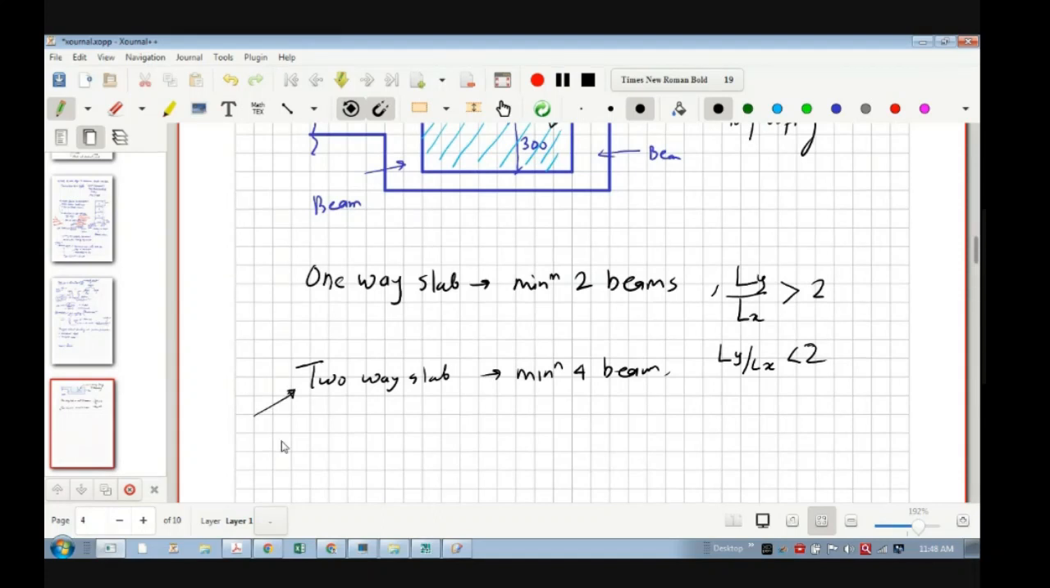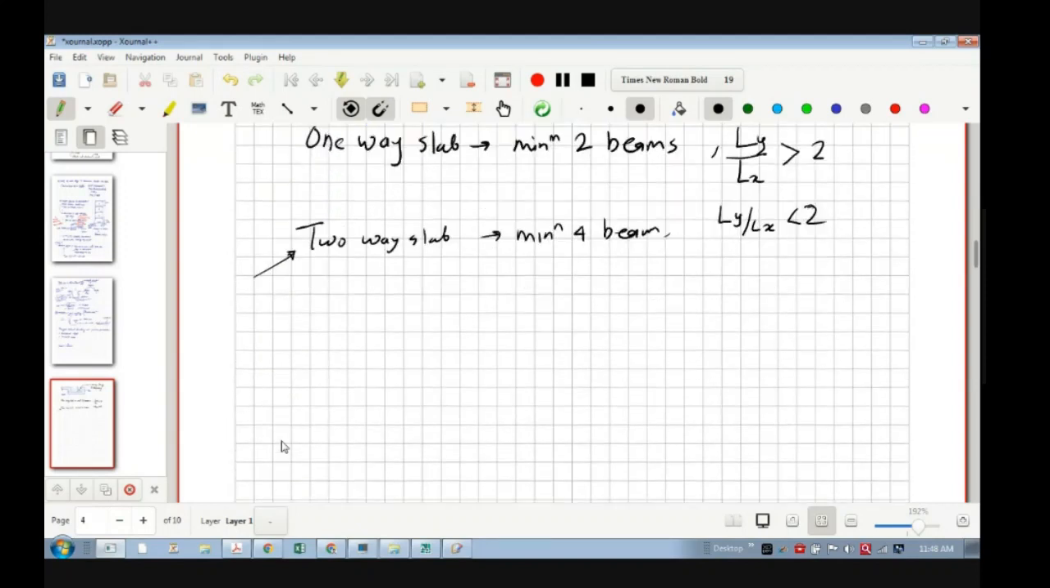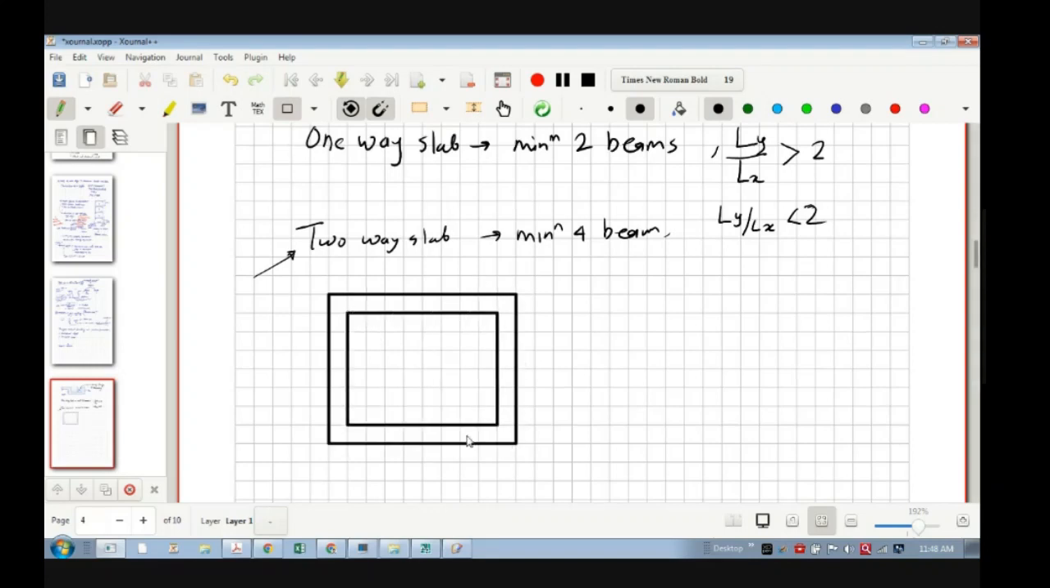Sir, will this minimum 4 beams criterion always be correct? I mean, if there is a 3-beam system where one side is hanging, then I cannot say it is a two-way slab. Yes, it is having some three-way kind of slab. You need to model that kind of slab. You cannot do it manually by using manual calculation or Excel programs. For any two-way slab, two-way means there are 4 beams all round.